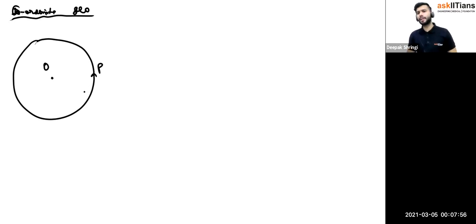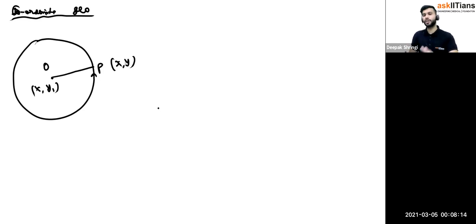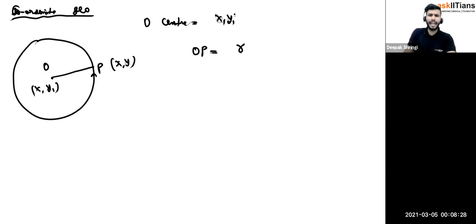Now in maths, you always know that a fixed thing we can take like x1, y1, right? And how do we take the variable thing, by the way? We take the variable thing as x, y. Now I know that the distance OP is always equal to the radius of the circle, right? I know that OP would equal R, the radius. What is O over here? O is the center of the circle, whose coordinates are x1, y1. And P is any variable point on the circle, right?